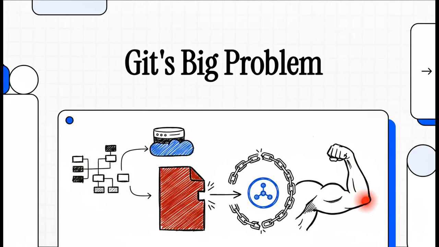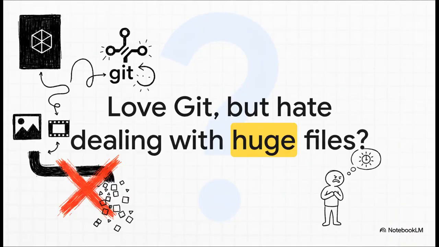Okay, so if you're a developer, you already know Git is basically the king, right? It's how we manage our code. But it has this one huge Achilles heel, and that's what we're going to talk about. Yeah, I'm willing to bet this hits a little too close to home for a lot of you.